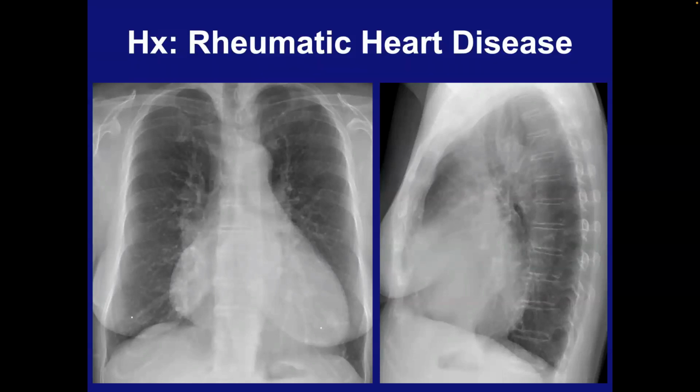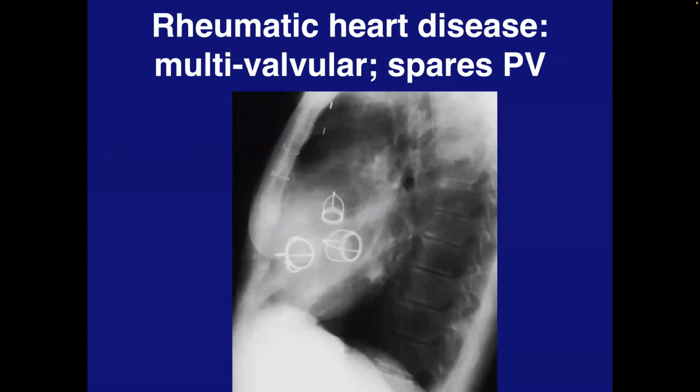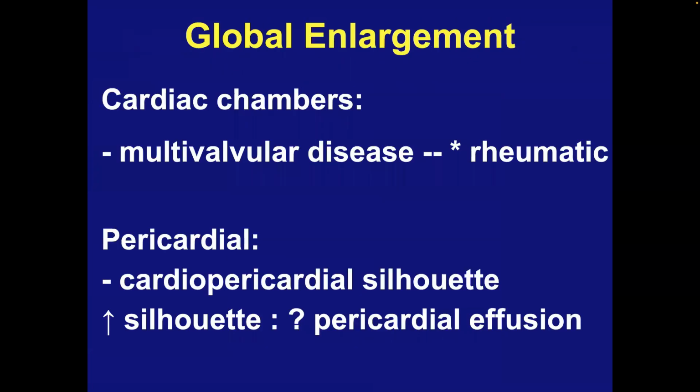And most commonly, when you're dealing with multivalvular disease, it's going to be as a result of rheumatic heart disease. Remember that rheumatic heart disease tends to affect the mitral valve first, but then it often affects the aortic valve and then the tricuspid valve. For whatever reason, it virtually never affects the pulmonic valve.